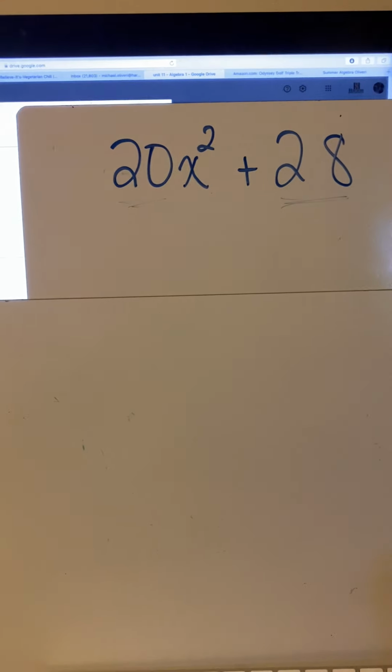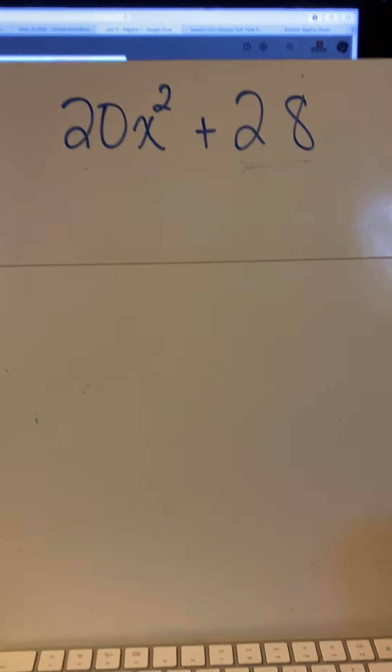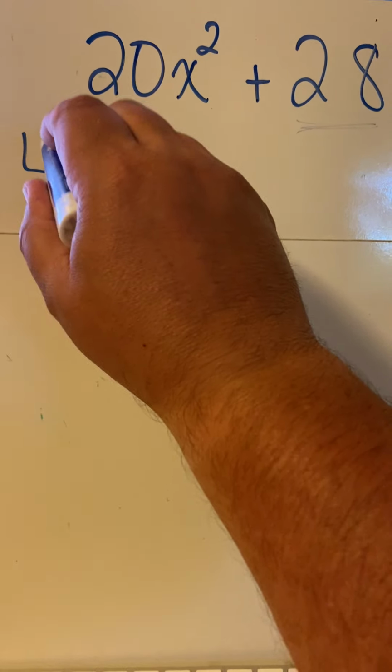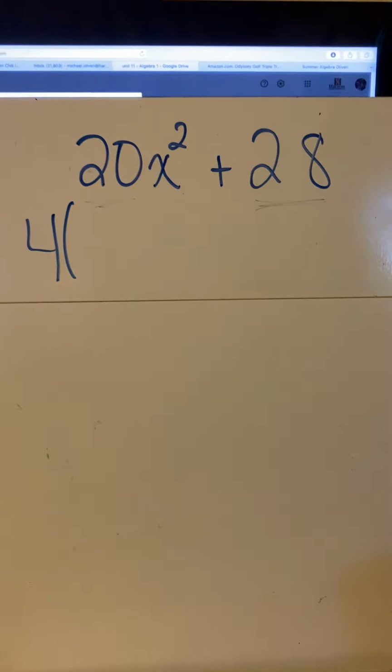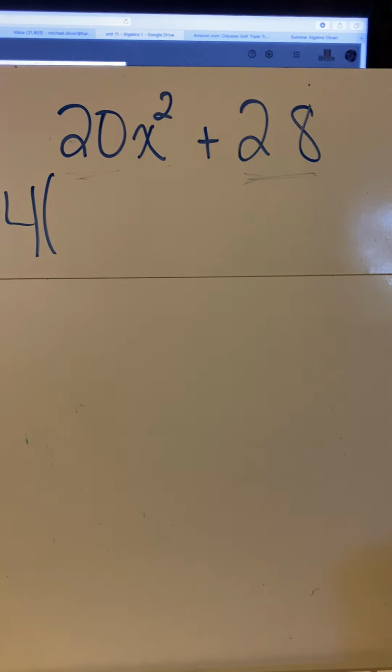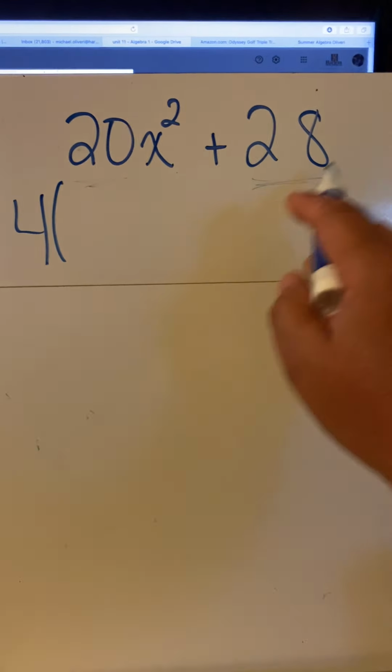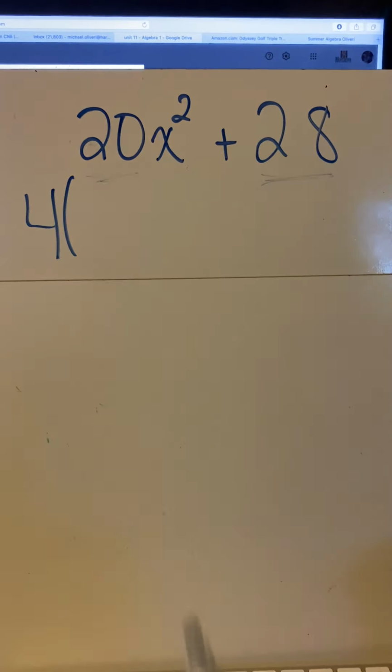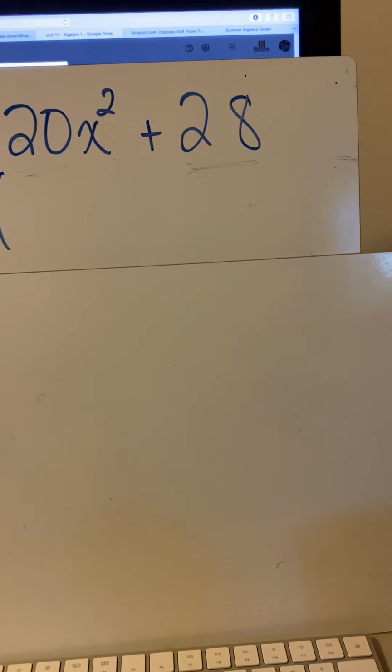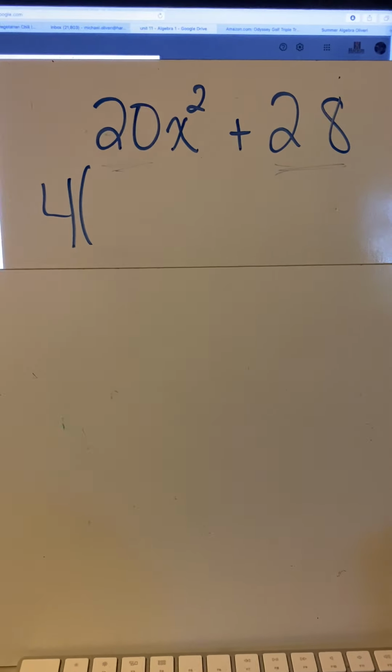But right here, 20x squared plus 28. You look at both parts of these. The 20 and the 28 are both divisible by 4. Do either of them, or both of them, I should say, have an x value in them? The first one does, but not the second. So you can't factor out an x. You'll see that on the second one when I go over that, what I mean by that.